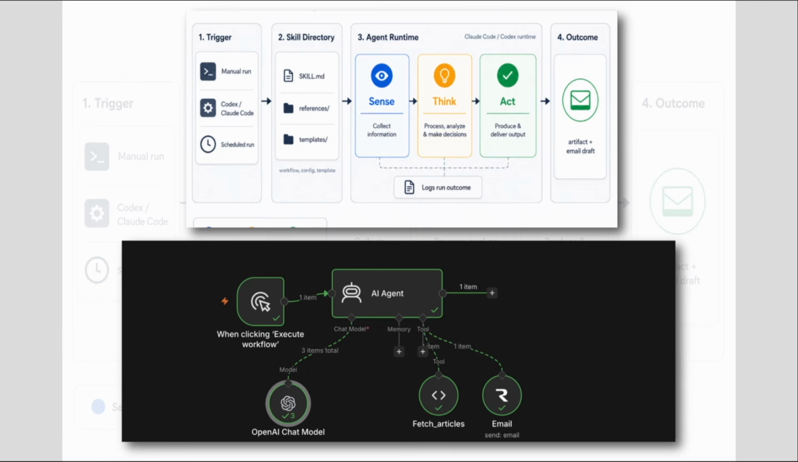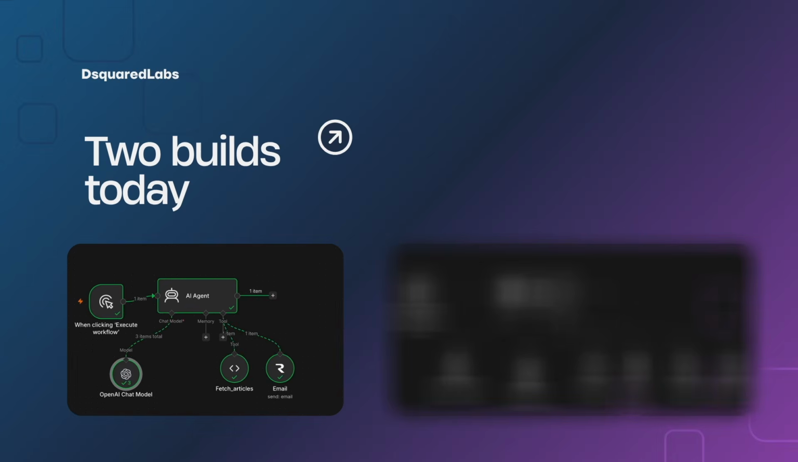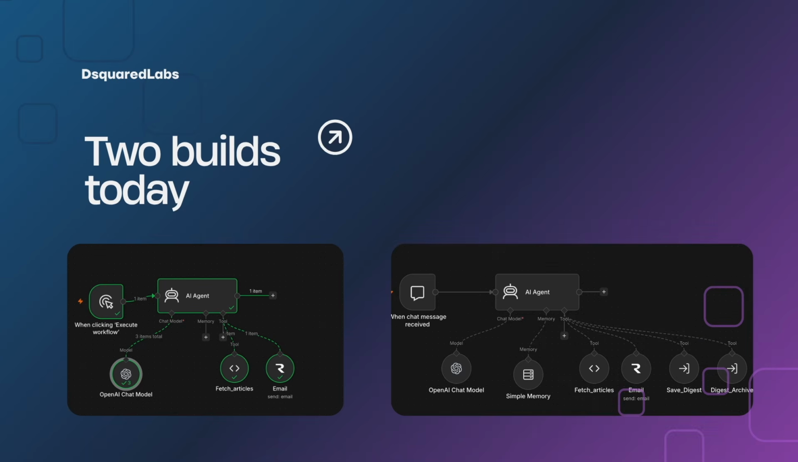Sense, think, act. Sense is a tool that fetches the news. Think is the agent's brain plus its memory. Act is sending the email, and later saving and archiving the digest. 2 builds today. First, a minimal agent. Fetch, think, email. Then we level it up, add memory, and 2 more tools that save and archive. Let's go.